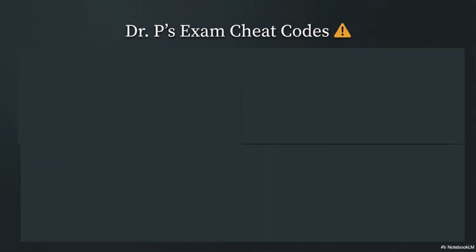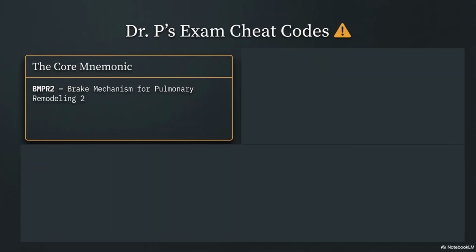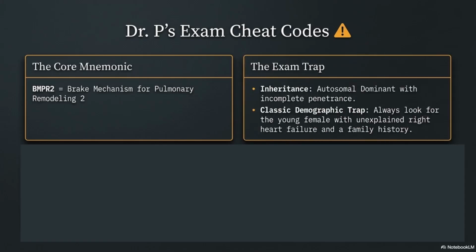Let's wrap this up with Dr. P's exam cheat codes. First, the core mnemonic to remember the gene. Think of BMPR2 as the brake mechanism for pulmonary remodeling 2. Next, watch out for the exam trap regarding inheritance. It is autosomal dominant with incomplete penetrance. Also, beware of the classic demographic trap. On exam questions, always look for the young female with unexplained right heart failure and a family history.